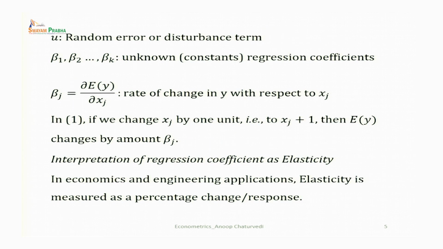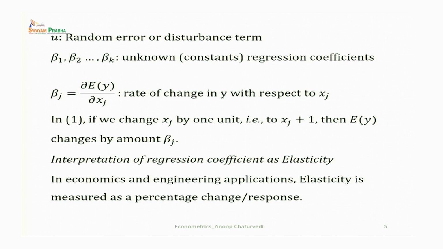So, u is called the random error or disturbance term, and it is u which makes your model stochastic. Beta 1, beta 2, beta k are the unknown regression coefficients. These are unknown constants, and ultimately you have to estimate these unknown constants, or the unknown regression coefficients or unknown parameters of the model, on the basis of observed data.